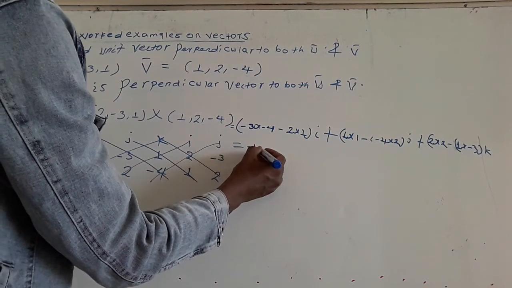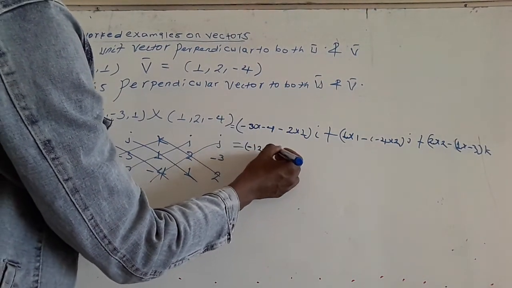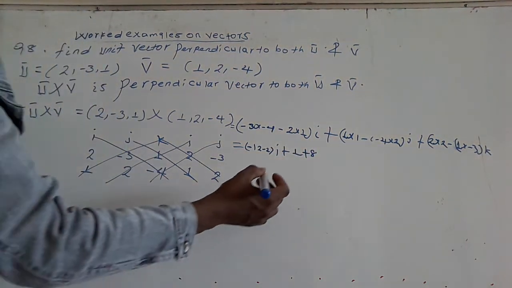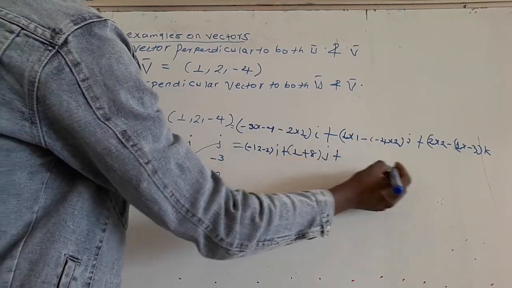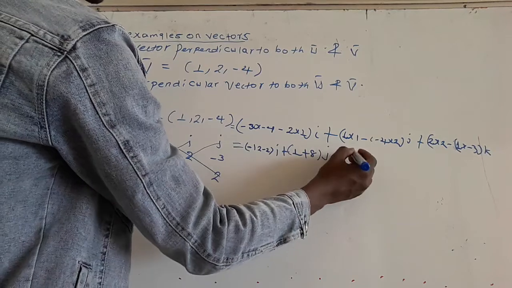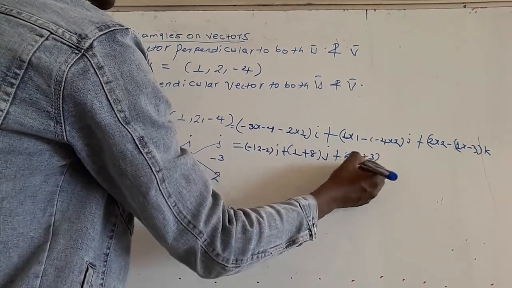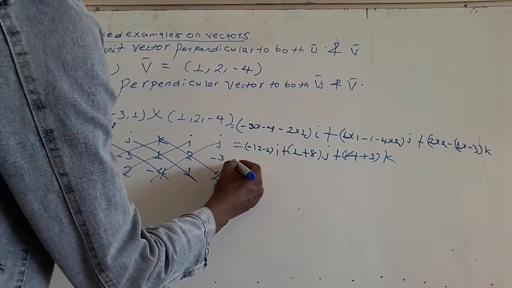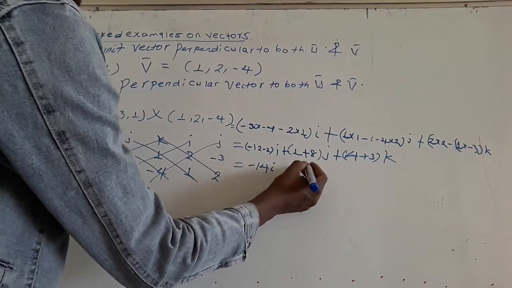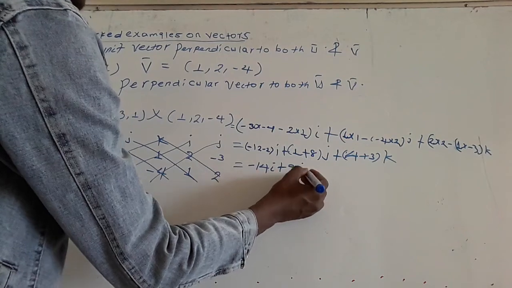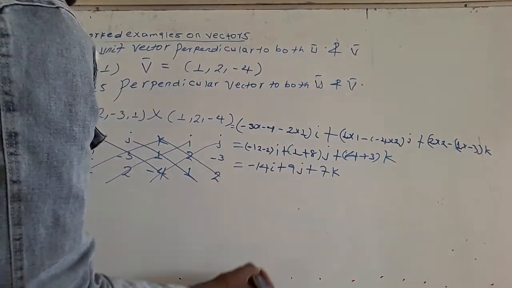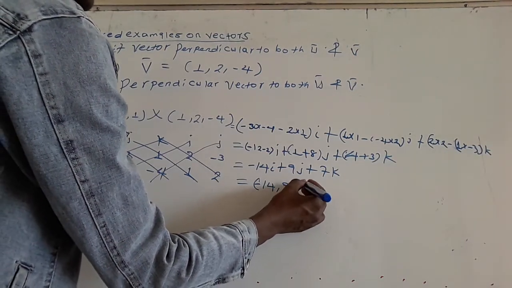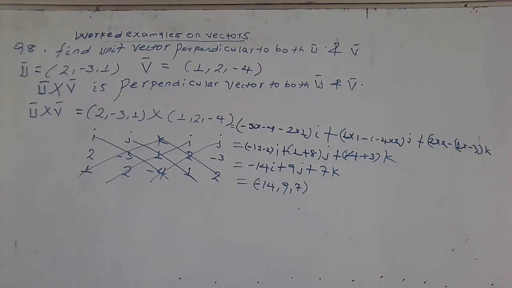So this equals 12 minus 2 in the i, plus 8 plus 1 in the j, plus 4 plus 3 in the k. Which is 10 in the i, 9 in the j, plus 7 in the k, which equals (10, 9, 7).